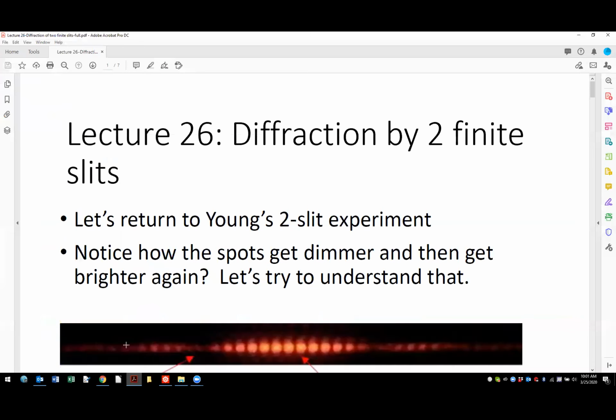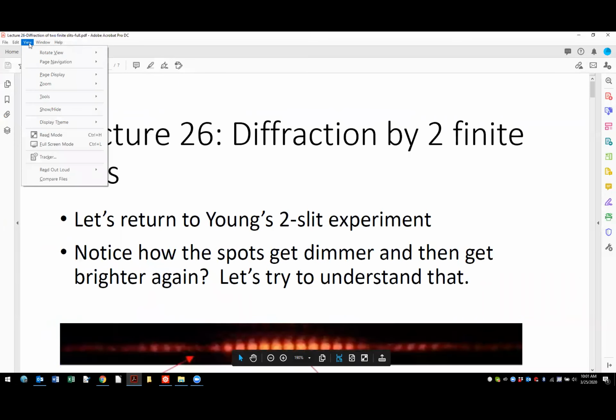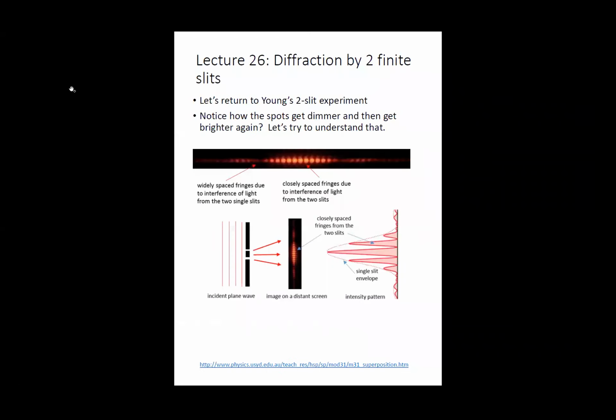All right. Here's what we're going to discuss today. We're going to talk about diffraction by two finite slits. Let's go back to Young's two-slit experiment. Before, when we were discussing Young's two-slit experiment, we assumed that the slits were very tiny. But in fact, of course, they have finite size.